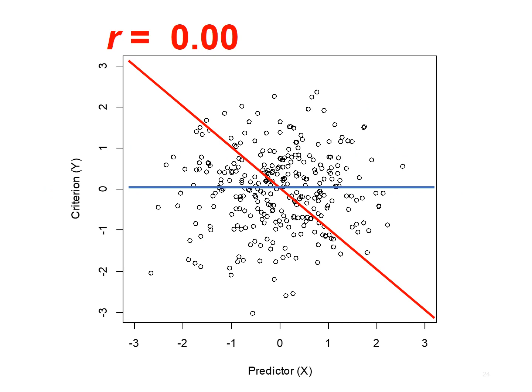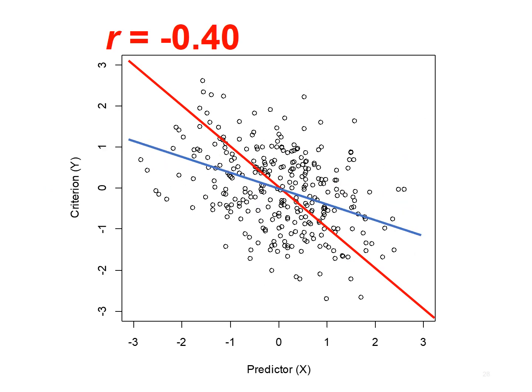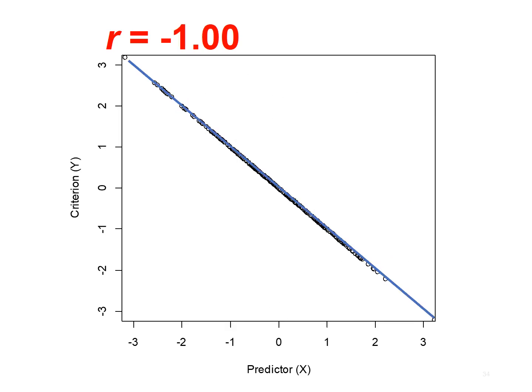So let's use the scatterplot as a demonstration. As we can see, as we increase the strength of the correlation coefficient, the regression line gets closer and closer and closer to the negative C-equal line. Once we reach a correlation coefficient of -1, the regression line pretty much overlaps the negative C-equal line.